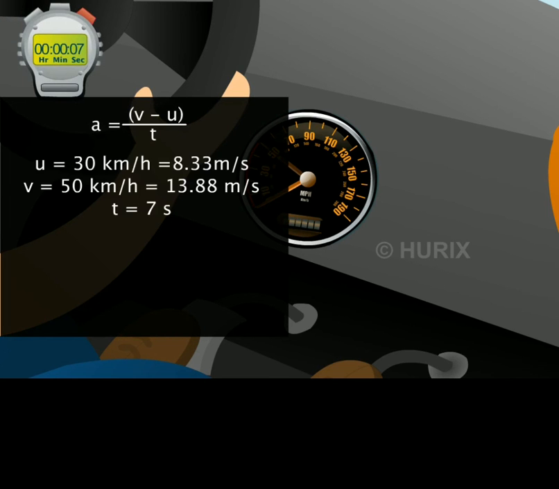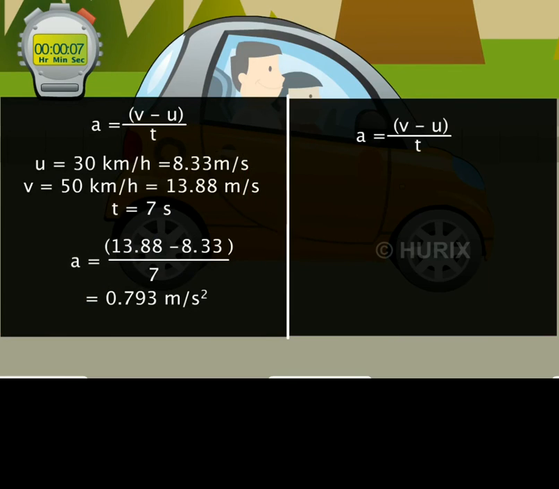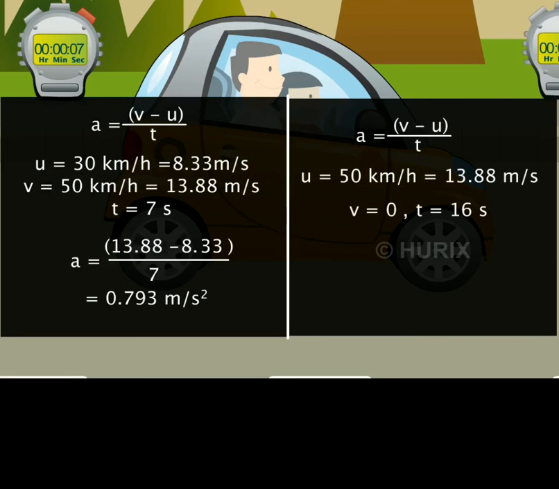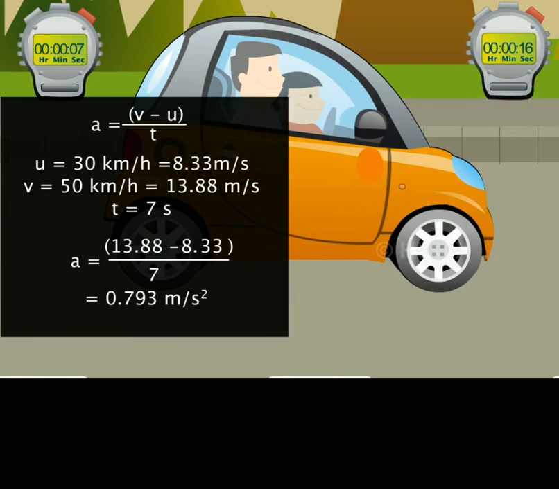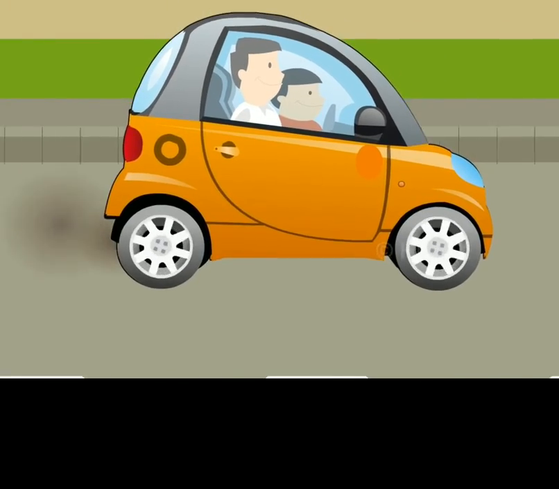In the first case, by applying the formula and substituting the values, we get the acceleration as 0.793 meters per second square. In the second instance, the car's velocity dropped and the car came to a halt. By applying the formula and substituting the values, we get acceleration here as negative. This is because its velocity had dropped.